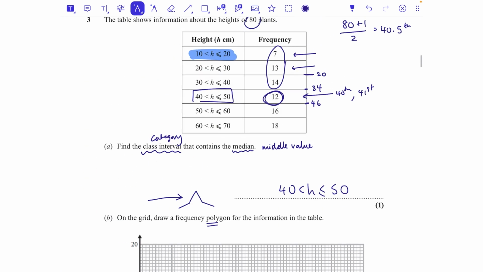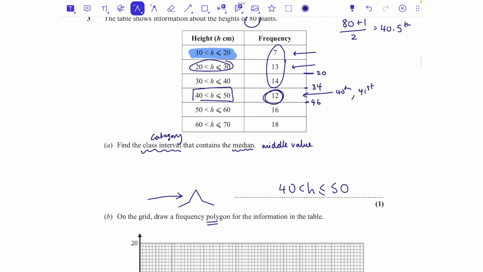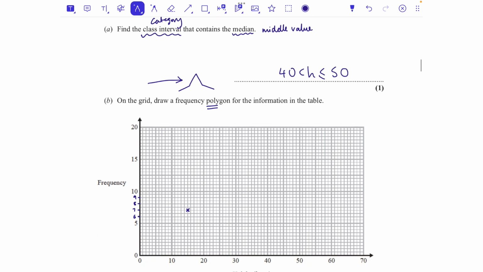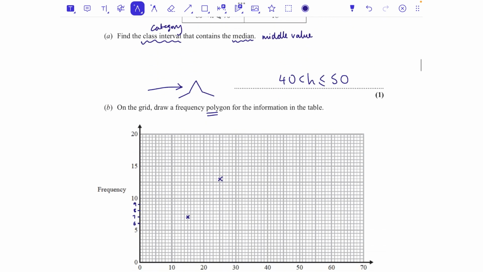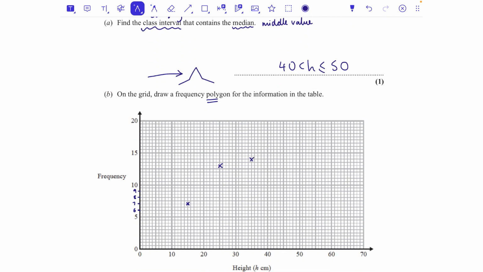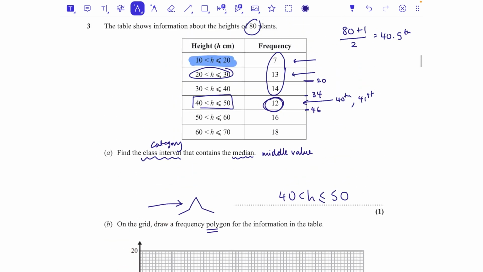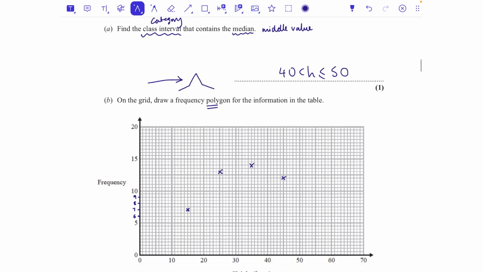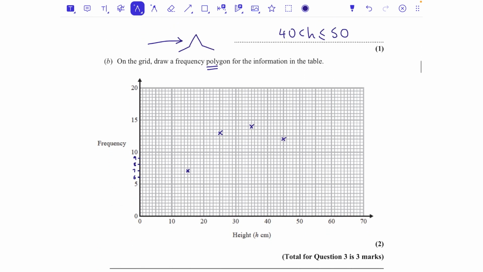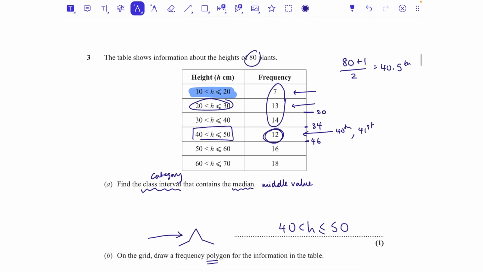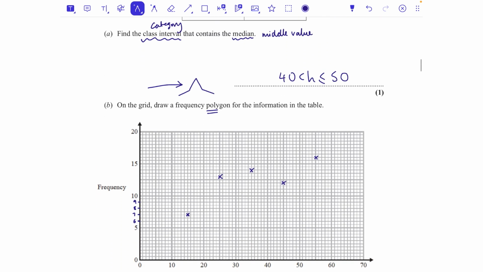Next point is going to be 25, because that's in the middle of that category, going up to 13. So that's going to be 11, 12, 13 there. Next one is 35 and up to 14, like that. 45 going up to 12 is there. And then I've got 55 going up to 16. Not the nicest squares, these, are they? 55 up to 16 and 65 up to 18.